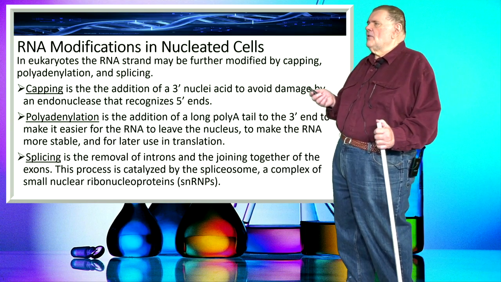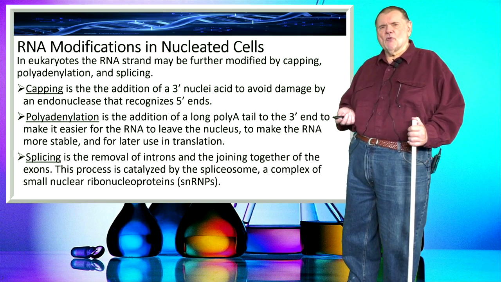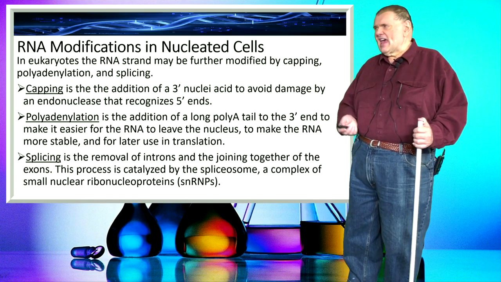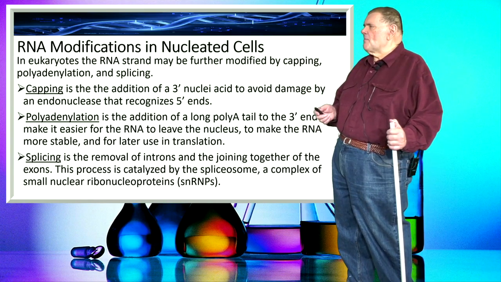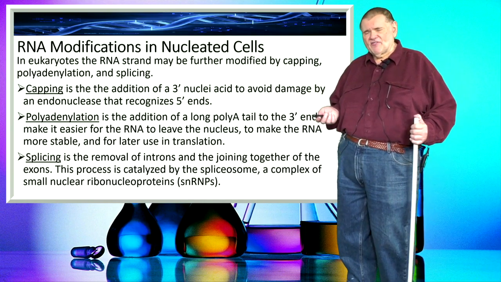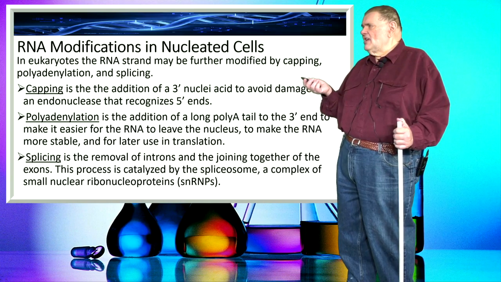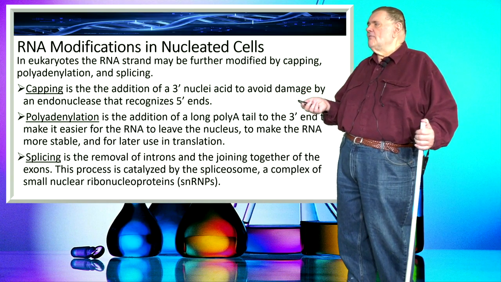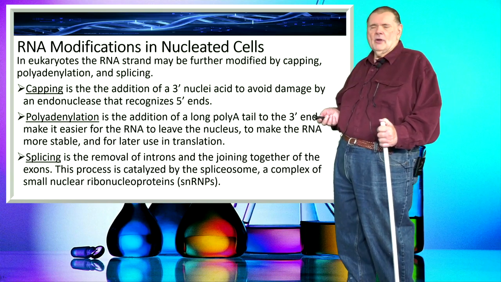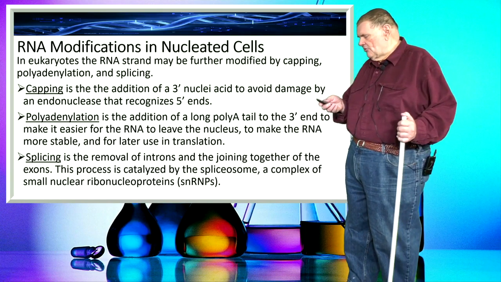Splicing, the third process, is the removal of the introns and the joining together of the exons. That process is catalyzed by a spliceosome, which is a complex of small nuclear ribonucleoproteins, or SNRPs, as we like to call them.